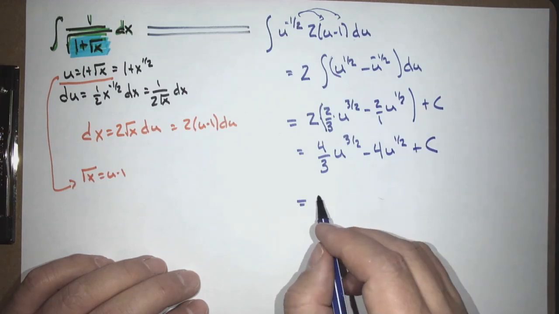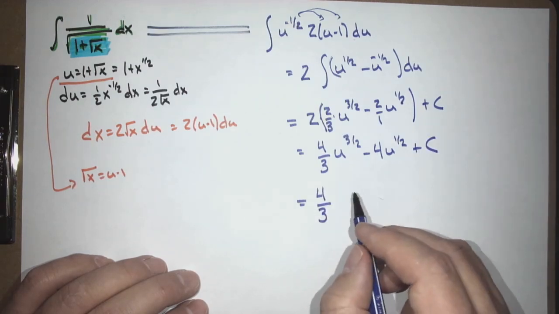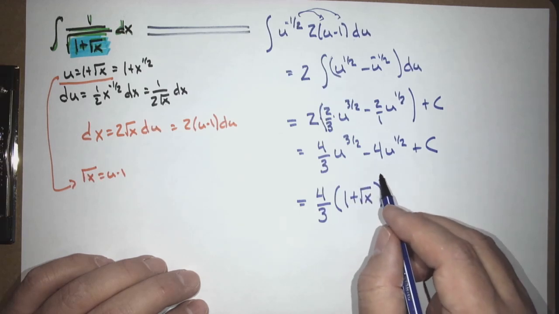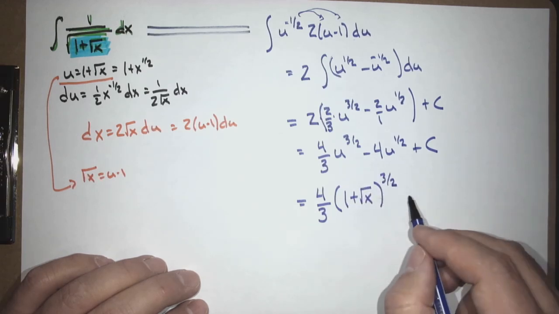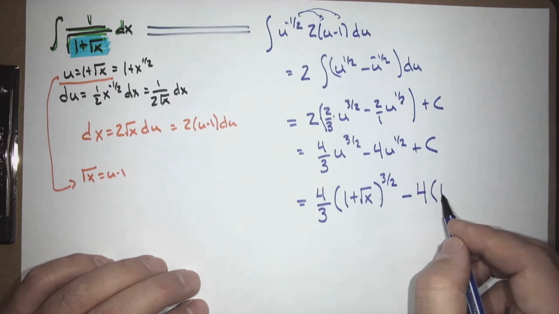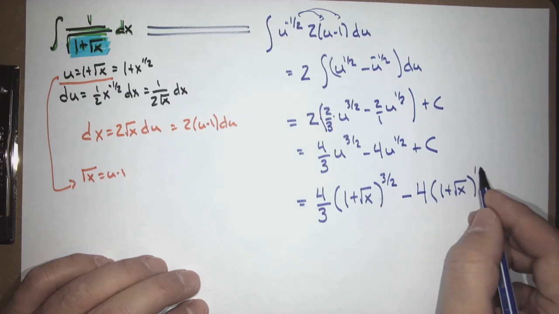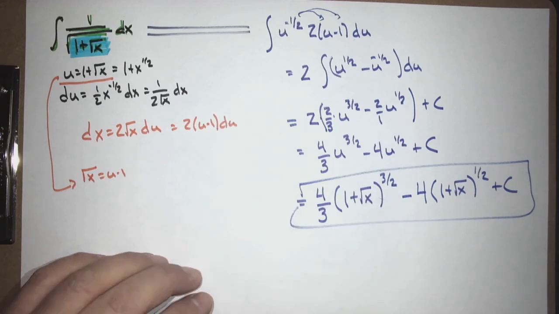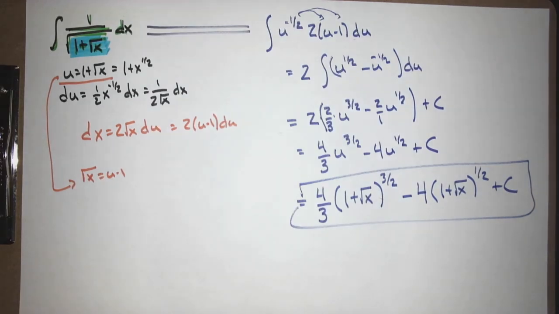The last step, replace u by 1 plus square root of x. So 4/3 times (1 plus square root of x) to the 3/2, minus 4 times (1 plus square root of x) to the 1/2, plus c. And there we go.